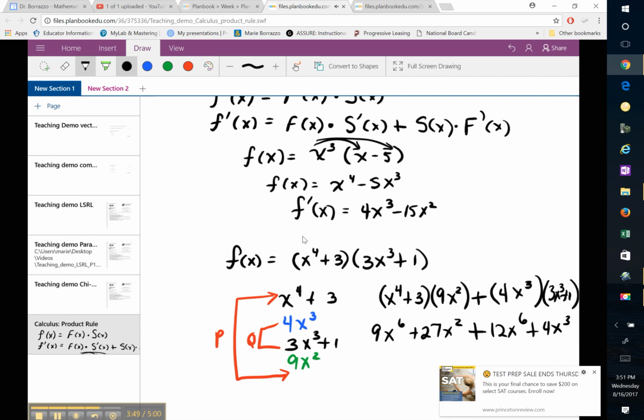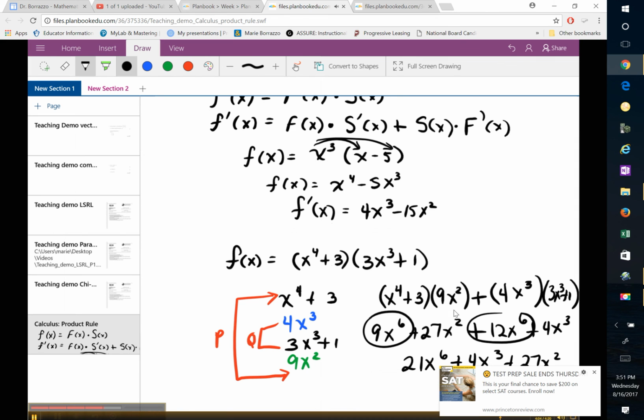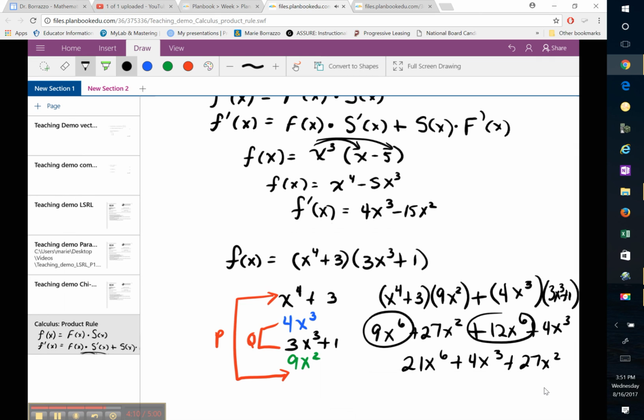Once I have this, if I have any like terms, I'm going to combine them. So obviously I'm going to combine this and this to give me 21x to the 6th plus 4x to the third plus 27x squared. And so this is the easiest way to do product rule, without having to worry about the formula. This is your first derivative for this particular example.